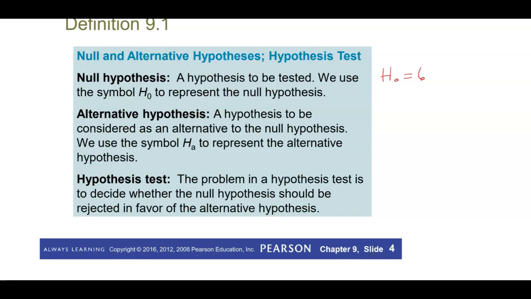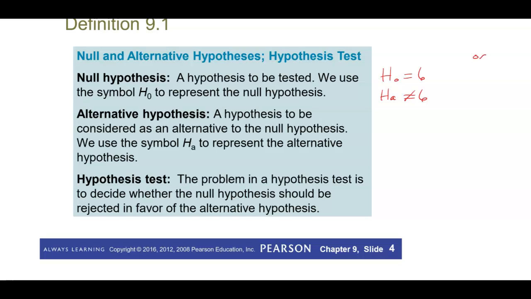The alternative is what we now think is happening. Now, when the alternative hypothesis is set, there's a couple different options. The alternative hypothesis can simply be not equal to 6, as it would be in this case, because the administration just wants to see if it has changed.